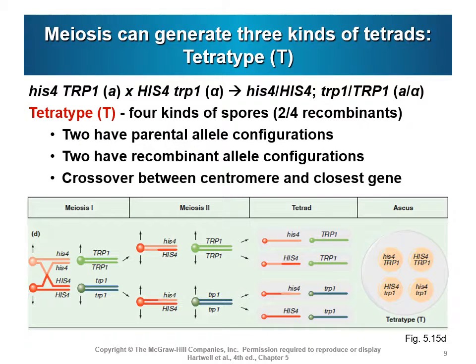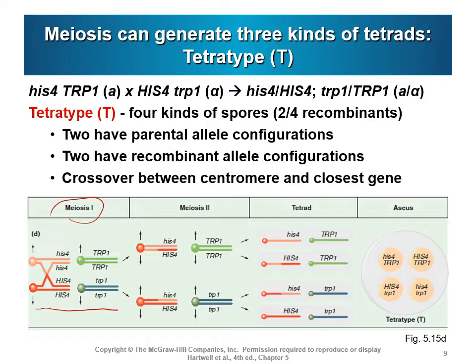And then finally, this is the third kind of tetrad generated by meiosis. It's called tetratype. And so the situation here is that during meiosis 1, we are observing crossover, recombination, and we already have talked about crossovers.